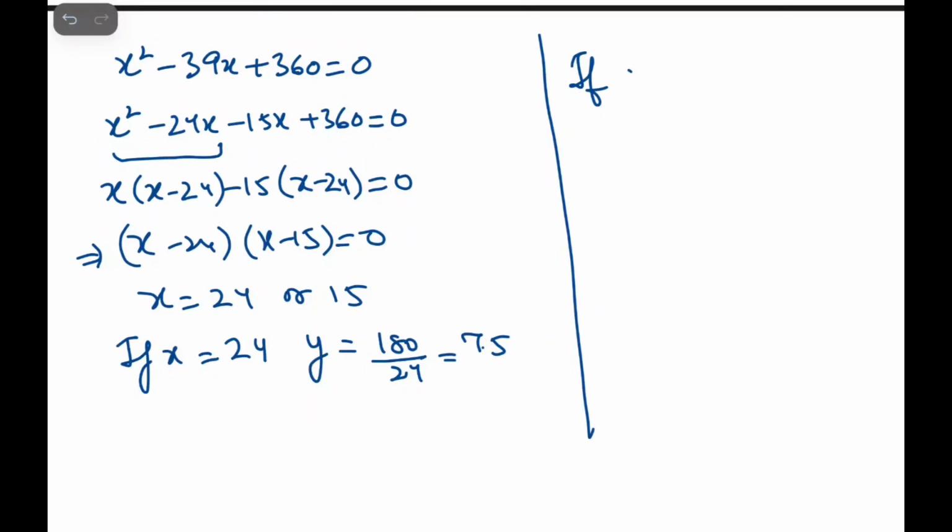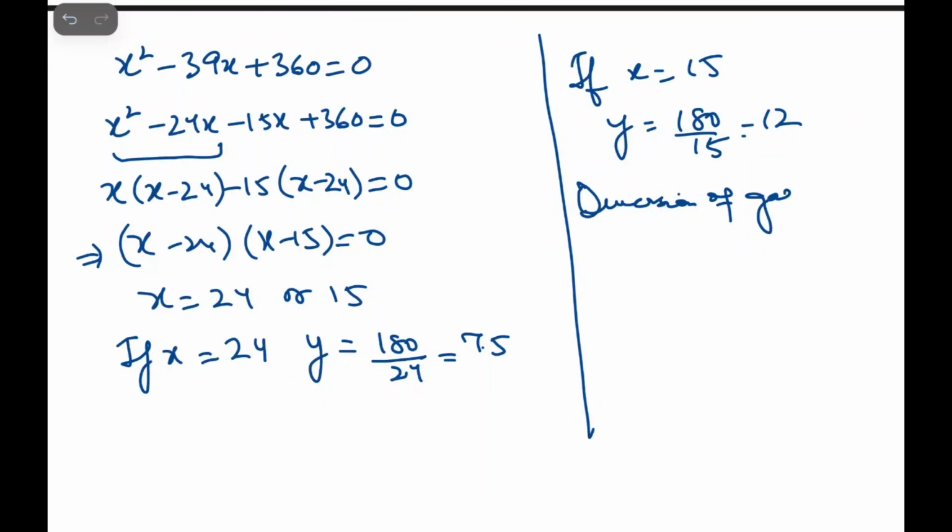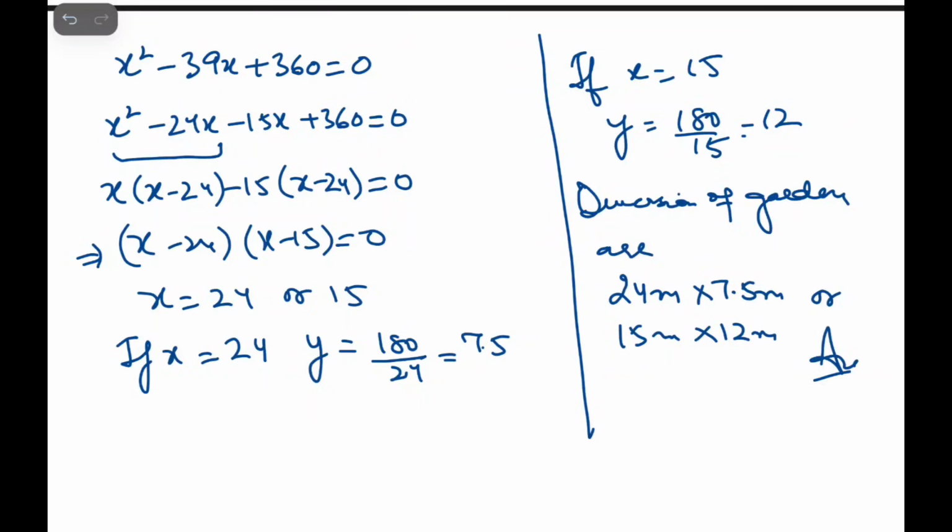And if X value is 15, Y value will be 180 upon 15, that is 12. So dimensions of the garden are 24 meter by 7.5 meter or 15 meter by 12 meter. This will be our answer.